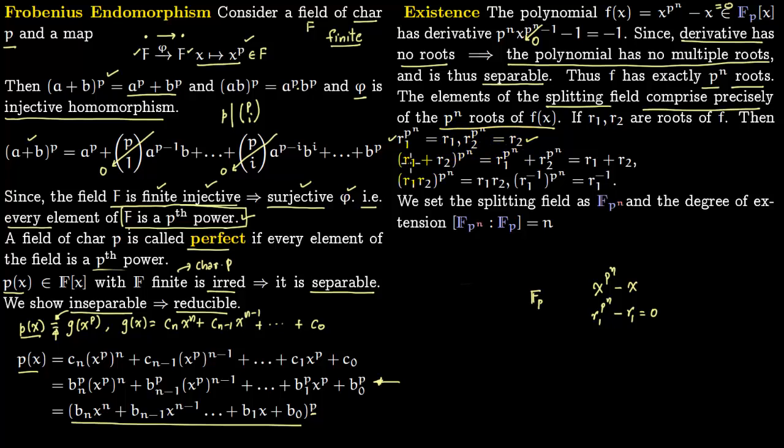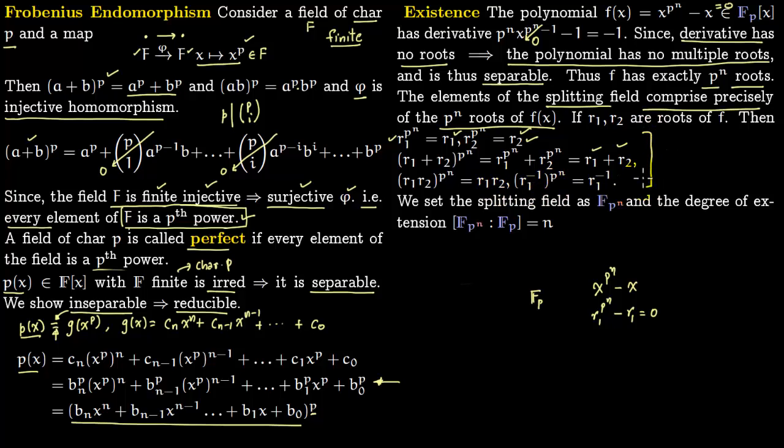Similarly r2. You add them raised to the power of p^n, you get r1^(p^n) plus r2^(p^n). Again binomial. You are working in characteristic p. All of the cross terms would be 0. And this will just be r1 plus r2 from here. You can see the product and the inverse.